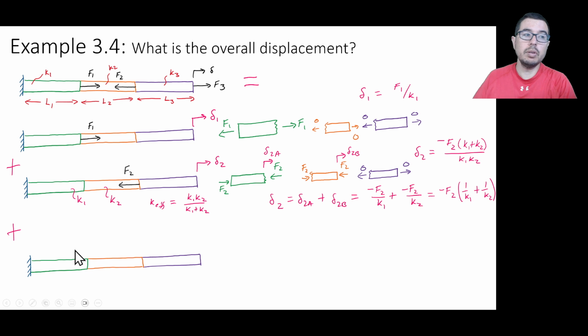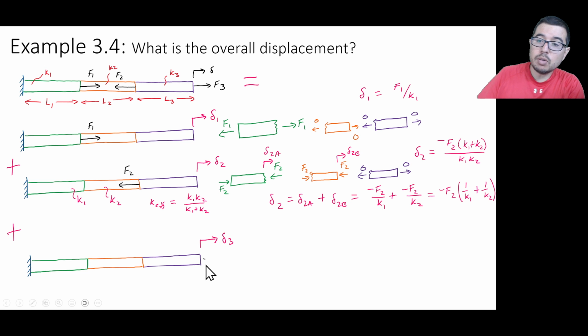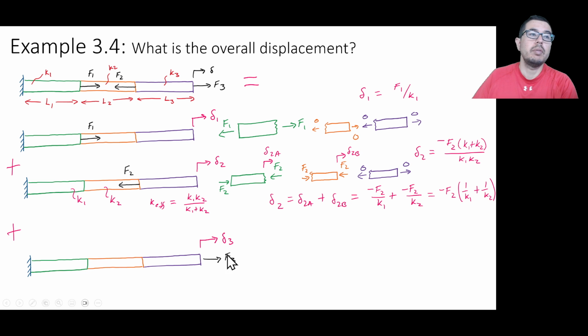Okay, moving on to the third. What we have here, again, is a representation for the displacement of the right side. We'll call that delta 3, and that's going to be due to our third force. And again, F1 and F2 are not acting in this system. We're looking just at the delta 3 due to F3.